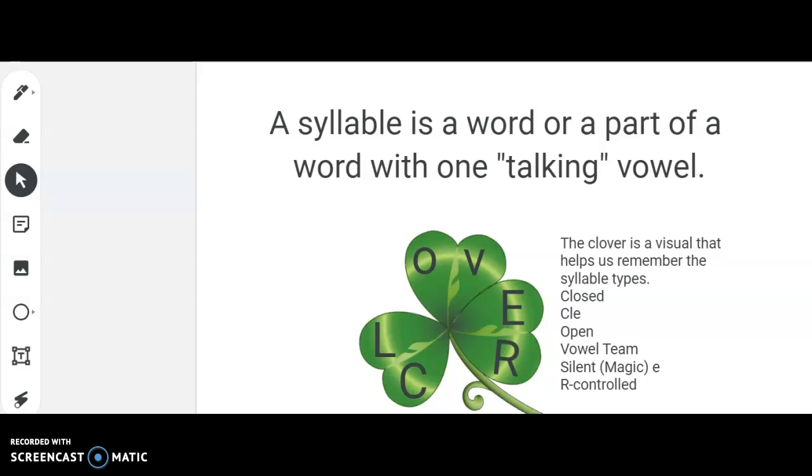So a syllable is a word or a part of a word with one talking vowel. And by talking, I mean you can hear its sound. So every syllable has a vowel sound in it. We use our clover as a visual to help us remember the syllable types. We have C for closed, the L is for consonant LE, O means open, the V is for vowel team syllables, E is magic E or silent E, and then our R's are R-controlled syllables. So I have some examples of words and we're going to practice marking them up.